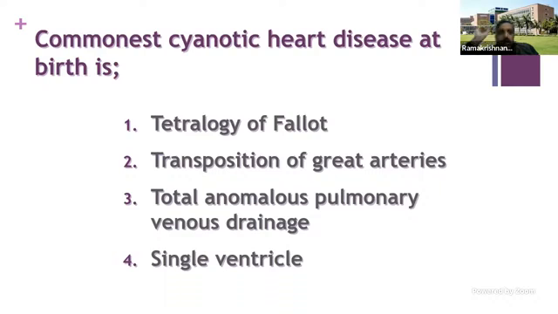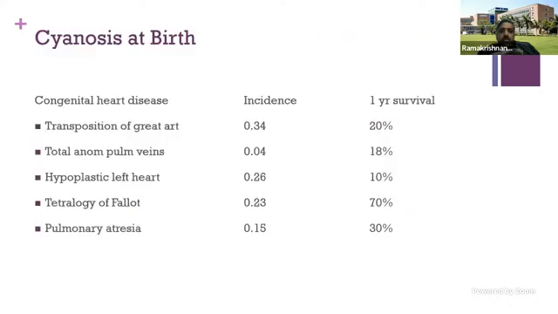The commonest cyanotic heart disease at birth is transposition of great arteries. So this is the relative incidence of cyanosis at birth. Look at this. Most commonly it is transposition of great arteries. Then comes hypoplastic left heart. Then comes tetralogy of Fallot. But look at the proportion who are able to survive.